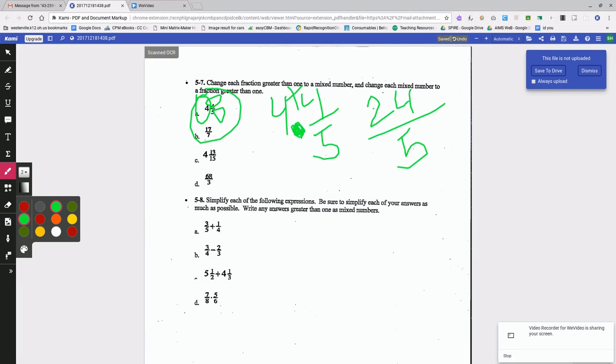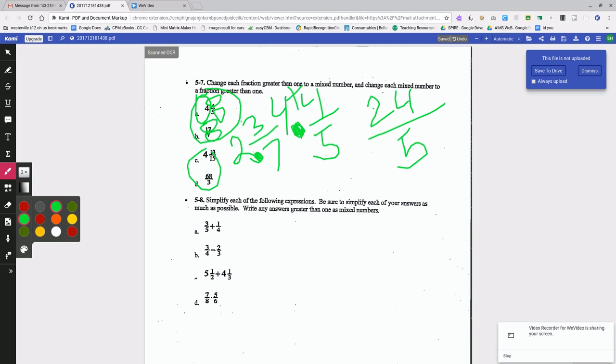Looking at 17/7, same thing. How many 7s go into 17? That would be 2. 2 times 7 is 14. What is left from the 14 is 3. Keep my denominator. And again, to go back and check, 7 times 2 is 14 plus 3 is 17. Keep your bottom there. Do the same thing for C and D.